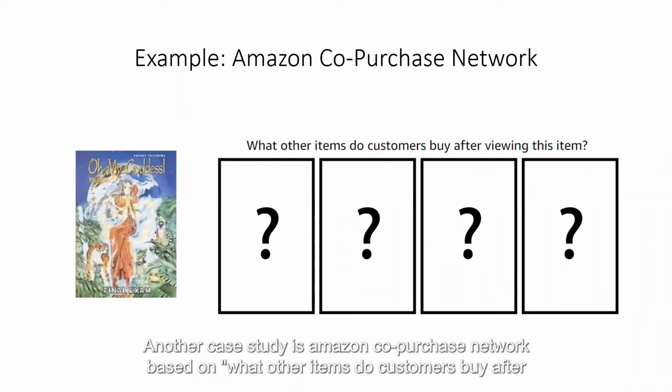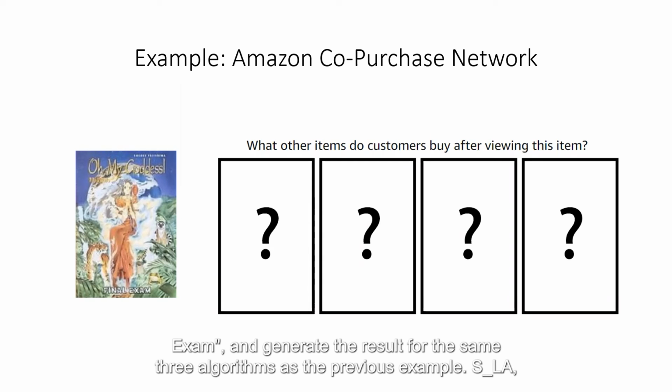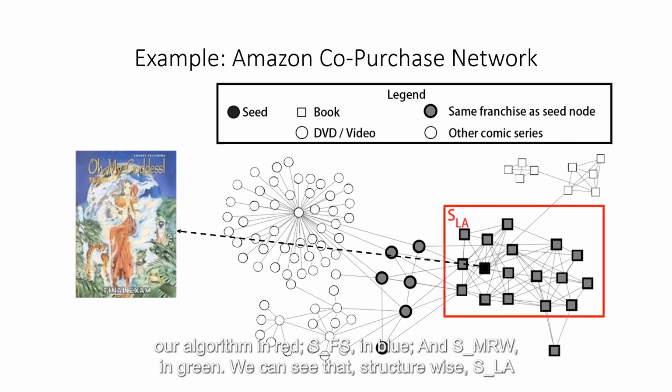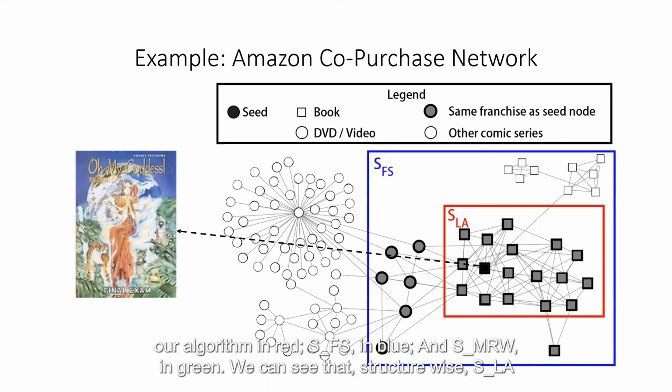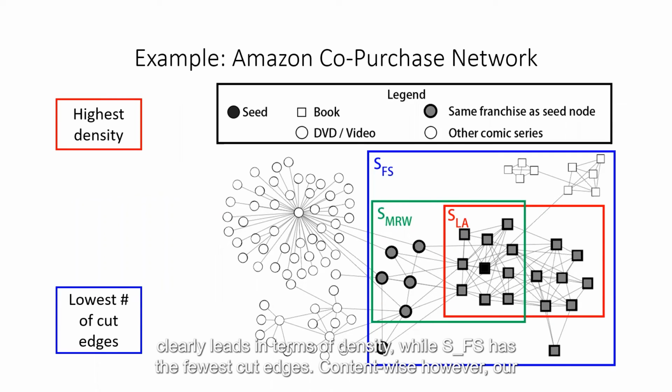Another case study is the Amazon co-purchase network, based on what other items customers buy after viewing an item. In this example, we choose a Japanese comic book, Oh My Goddess Final Exam, and generate the result for the same 3 algorithms as in the previous example: SLA, our algorithm, in red, SFS in blue, and SMRW in green. We can see that structure-wise, SLA clearly leads in terms of density, while SFS has the fewest cut edges.